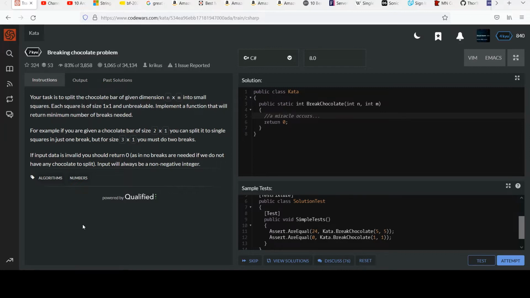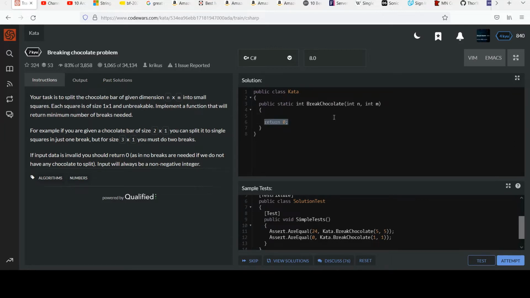That's weird that they would say it's always a non-negative integer and then in the previous sentence say if input data is invalid. They kind of open the door that it could be invalid. So since they're not clear about that, let's assume that data can be invalid. And that's the best thing to do anyways. That's what you're going to do in real life.